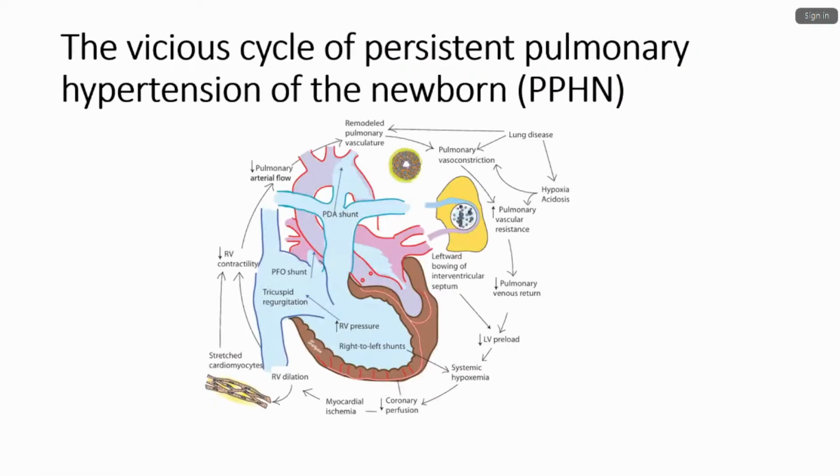And this is the vicious cycle of PPHN, in which if there is a pulmonary vasoconstriction, in this case pulmonary vascular resistance increases, which in turn reduces the pulmonary venous return, which decreases the LV preload, and this causes systemic hypoxemia, further decreases coronary perfusion. This leads to RV dilatation, and this decreases the RV contractility, and then again this vicious cycle is followed, which leads to the severity of the illness.